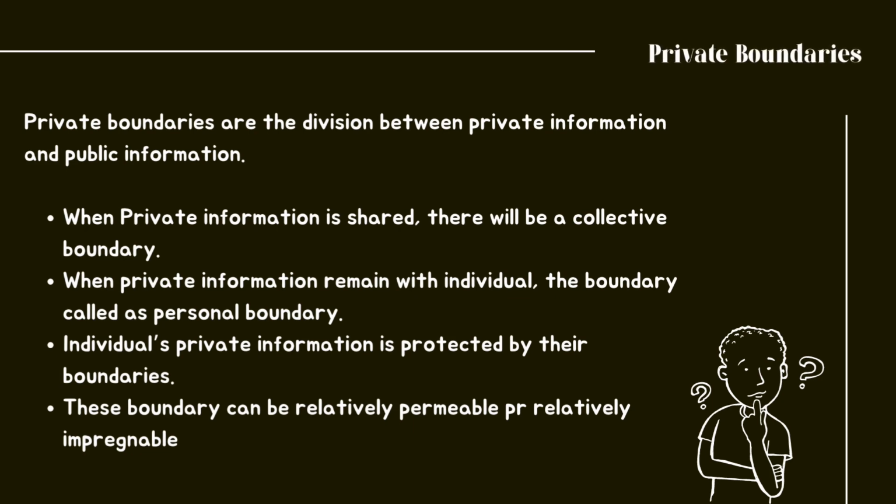Private boundaries are the division between private information and public information. When private information is shared, there will be a collective boundary. When private information remains with an individual, the boundary is called a personal boundary. Individual private information is protected by their boundaries. These boundaries can be relatively permeable or relatively impregnable.